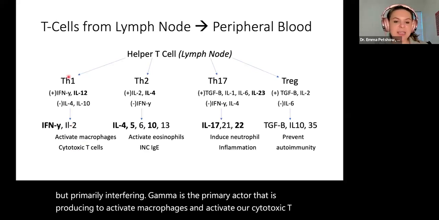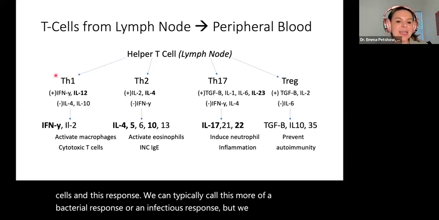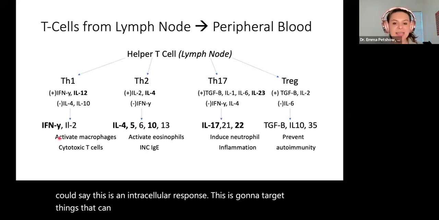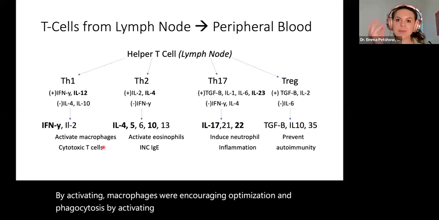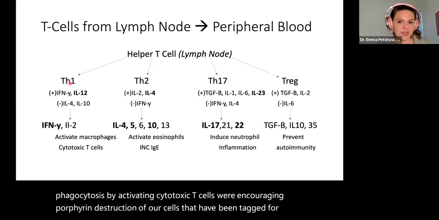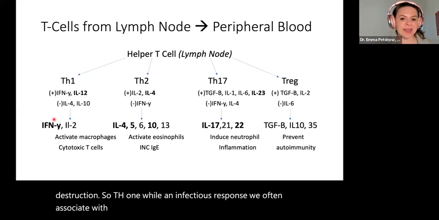This response, we can typically call more of a bacterial response or an infectious response, but we could, in fact, say this is an intracellular response. This is going to target things that are inside of cells. By activating macrophages, we're encouraging opsonization and phagocytosis. By activating cytotoxic T cells, we're encouraging perforin and granzyme destruction of cells that have been tagged for destruction. So Th1, while an infectious response, we often associate with a response to something happening intracellularly.